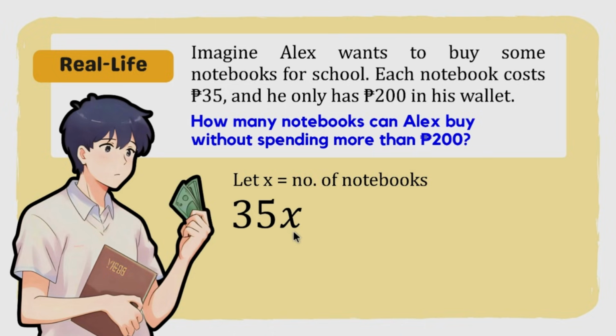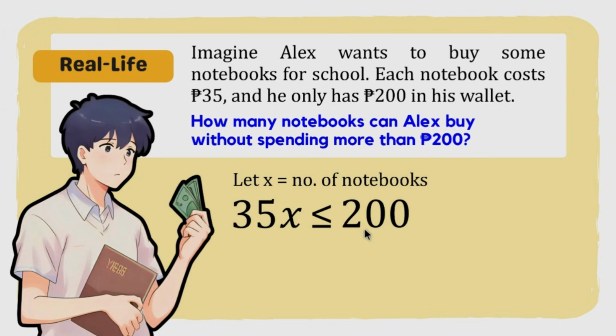35x, ito po yung number of notebooks natin. And then, since ang isang notebook ay 35 pesos, we can say 35 times x, okay? Next, we use the symbol less than or equal followed by our 200 pesos here, okay? Because it says here in the problem na hindi siya pwedeng lumagpas sa 200 pesos because he only has 200 pesos in his wallet. Okay, but pwede ba ang 200?